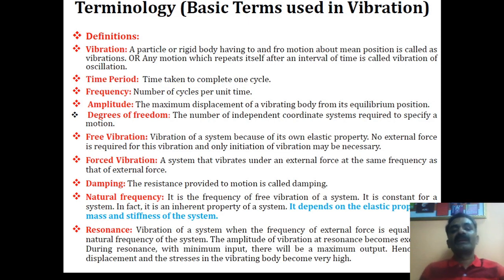Before studying vibration, it is very important for us to know the different terms which are used in vibrations. We have already seen vibration. Another definition is: a particle or rigid body having to-and-fro motion about the mean position is called vibration. Time period is the time taken to complete one cycle. Frequency is the number of cycles per unit time. Amplitude is the maximum displacement of a vibrating body from its equilibrium position.